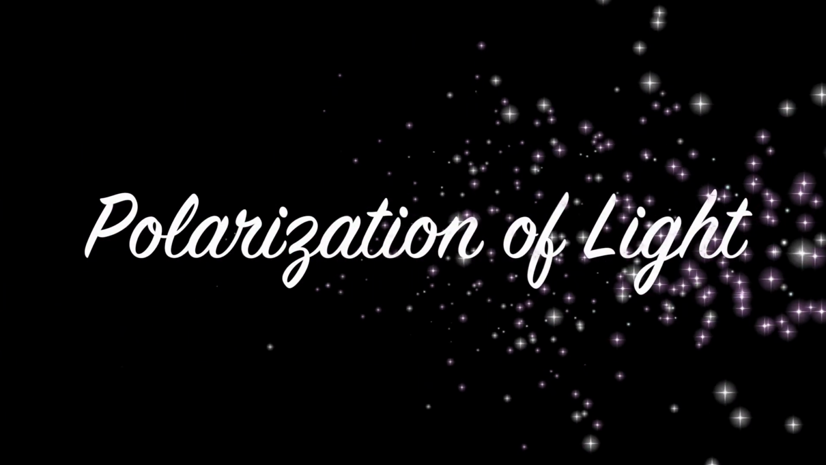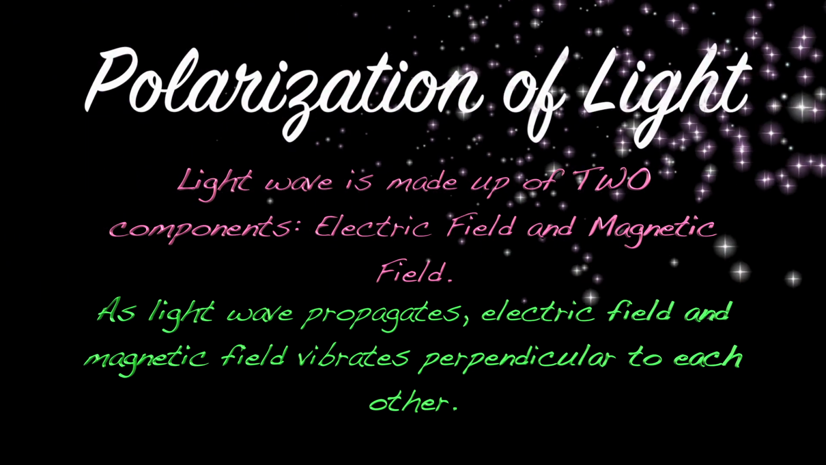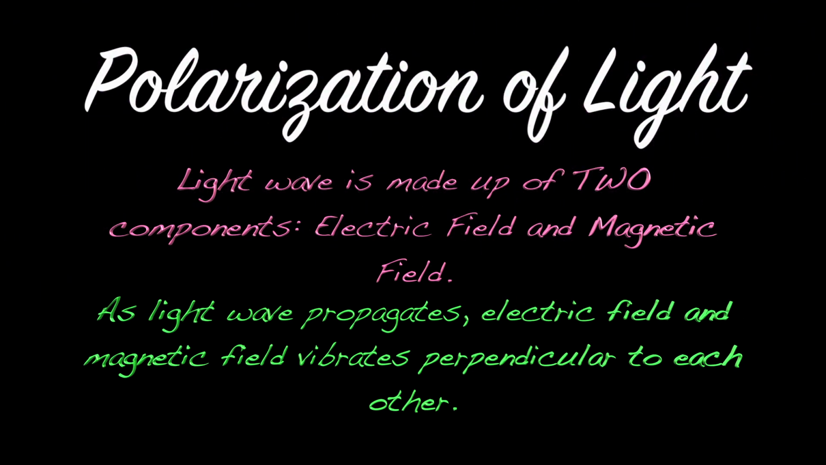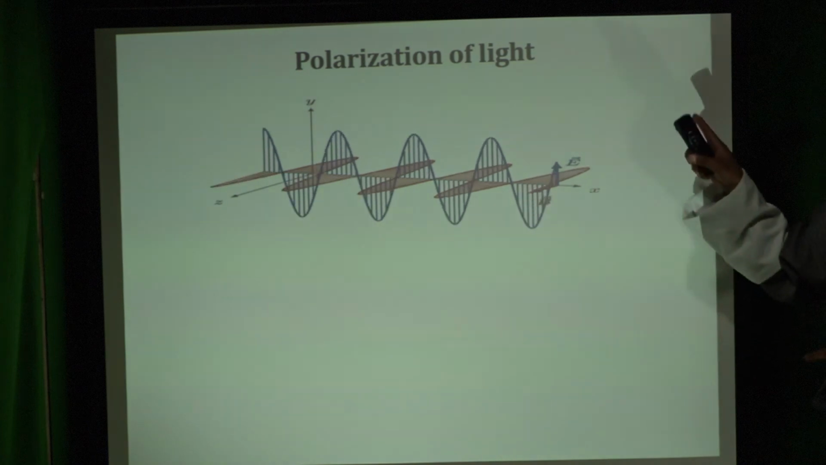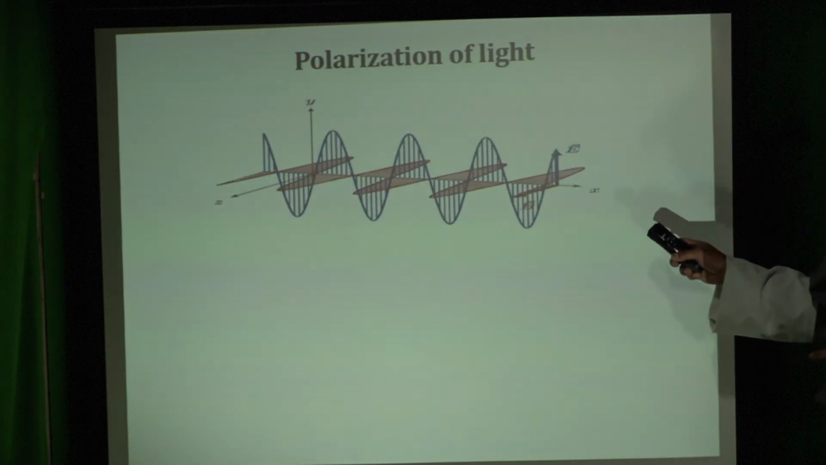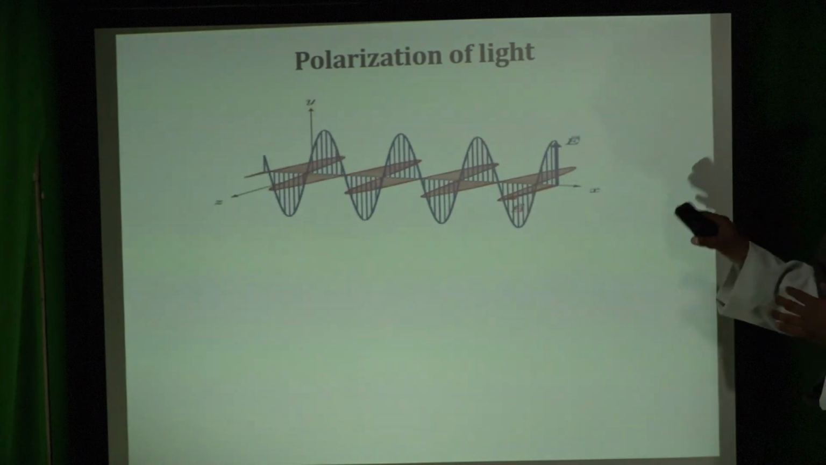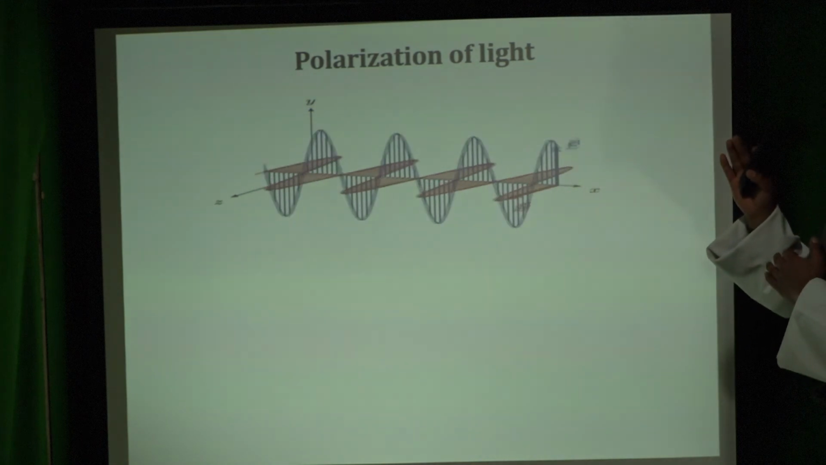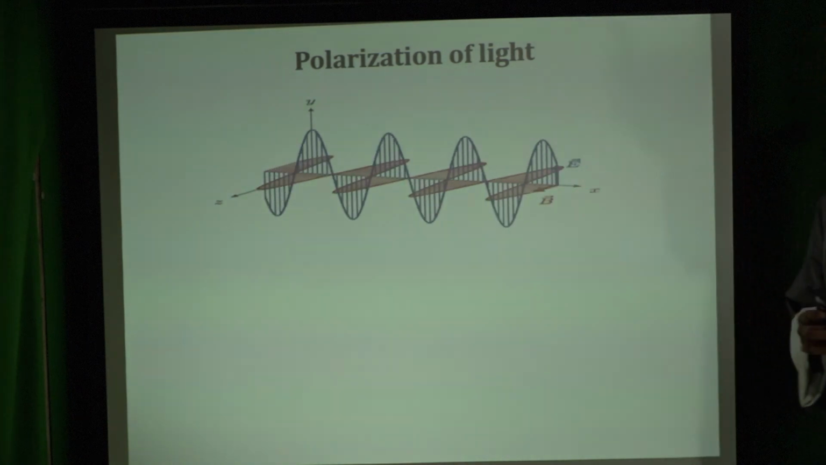And the next property that we will look at is the polarization of light. So what you need to understand is, actually when light wave propagates, the electric field and magnetic field of light waves vibrate perpendicular to each other in a medium. So if you observe here, this light wave which is vibrating up and down is the electric field, and the wave which is vibrating to and fro is the magnetic field. And you can clearly see that these two fields are vibrating perpendicular to each other.